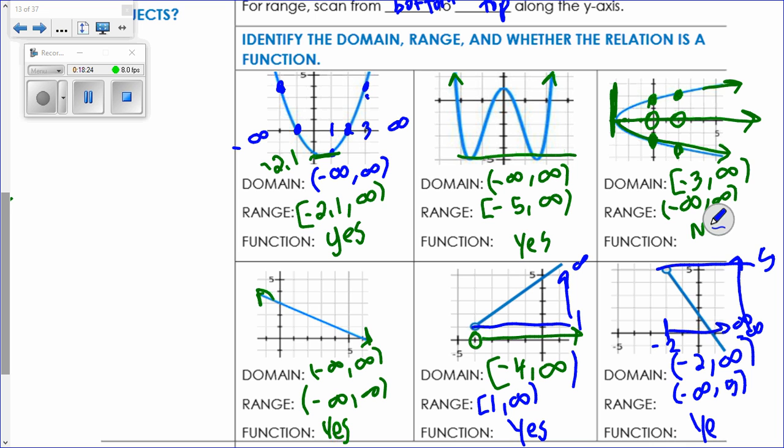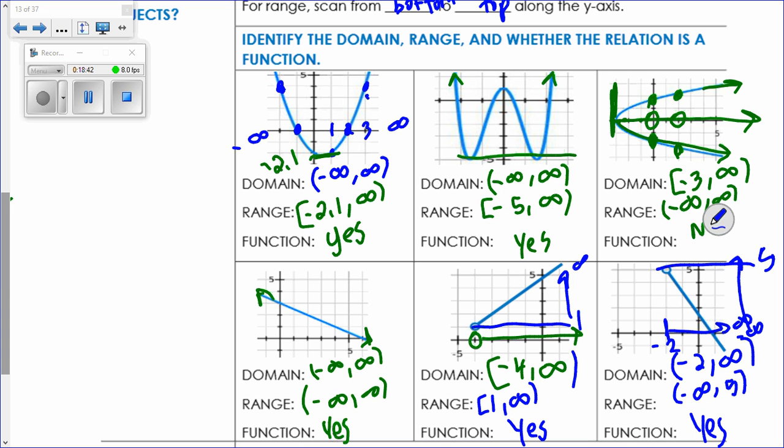And it is a function. Okay? So that's like review of the last unit. Very repetitive, and I did that purposefully. We're almost done, guys.